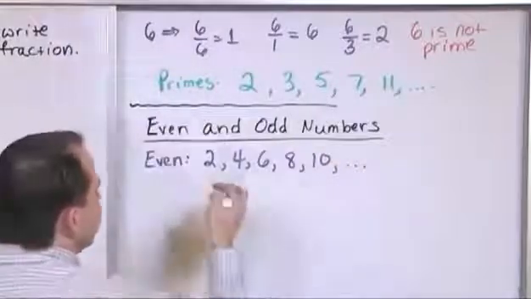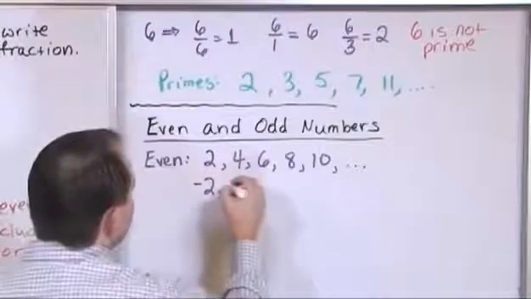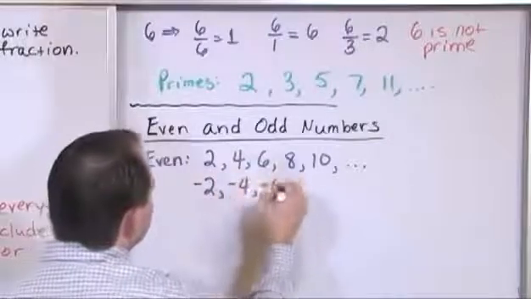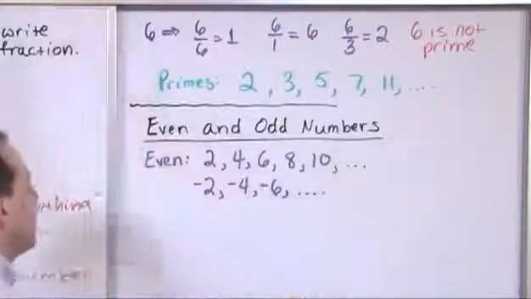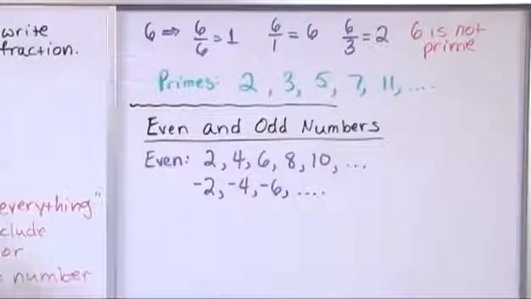Now, it doesn't matter if it's negative or positive, so negative 2 is also even, negative 4 is also even, negative 6 is also even, negative 8, negative 10. So anything that can be divisible by 2 is an even number, no matter if it's positive or negative. It's a very, very simple concept, so counting by 2s.